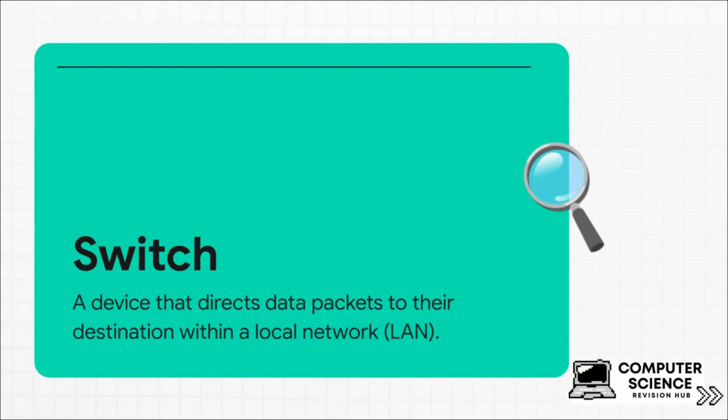All right, so you're on the local network. How does data know which house or which device to go to? That's the job of a switch. A switch is basically the traffic cop for your local neighborhood network. It knows exactly which device is plugged into which port. So if your computer wants to send something to your printer, the switch creates a direct line just for them. It makes sure the data goes straight to the printer without bothering anyone else. It's all about that quick, efficient, local delivery.